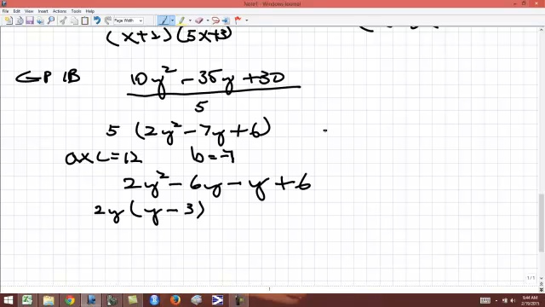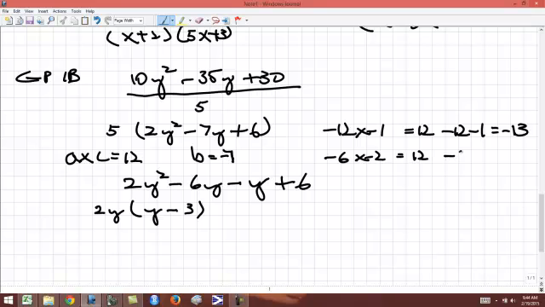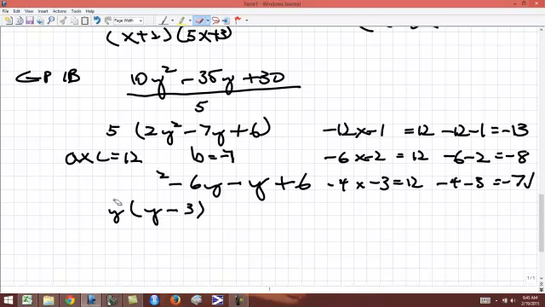So, negative 12 times negative 1, I don't know what I was doing with 6, equals 12. And negative 12 minus 1 is obviously negative 13. Okay, and negative 6 times negative 2 is 12, and negative 6 minus 2 is negative 8. And negative 3 times negative 4 is 12, and negative 4 minus 3 is negative 7, and that's the one we want. So I got to erase the rest of this stuff here. Erase all this here.